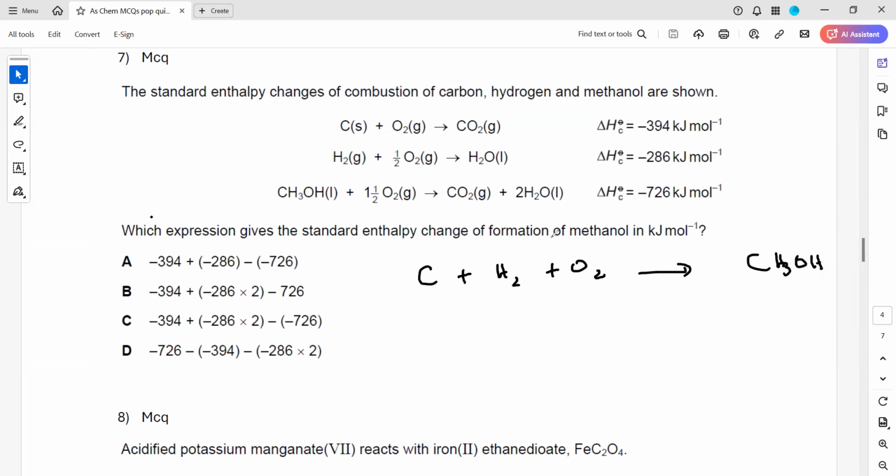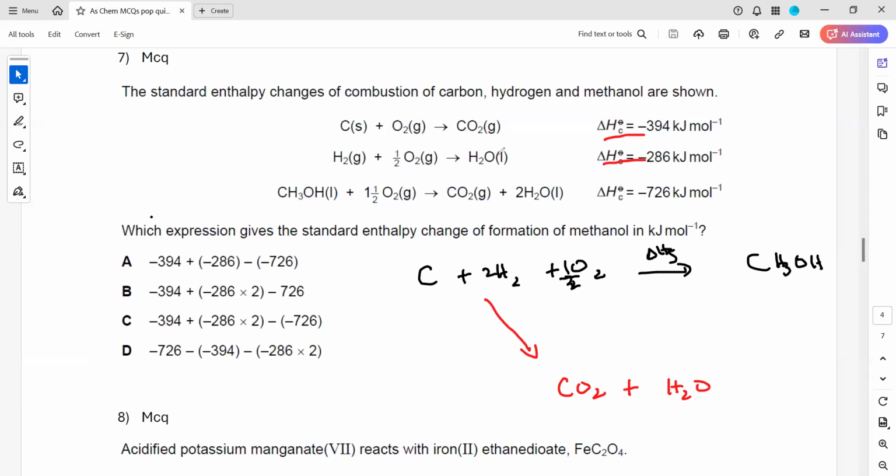CH3OH. And for 1 carbon I need 4 hydrogen, I need 1 oxygen, so I will write 1/2. This I will call formation. That is what I need because when elements form a compound, it is formation. But the combustions are given to us. So if I burn carbon and hydrogen, what will I get? If I burn carbon, I'll get carbon dioxide. If I burn hydrogen, I will get water.